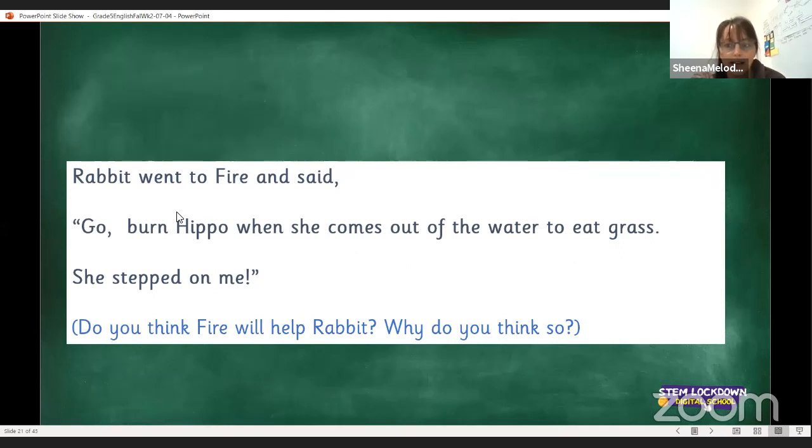So Rabbit, there's a new character now in the story. Rabbit went to Fire and said, "Go, burn Hippo when she comes out of the water to eat grass. She stepped on me."